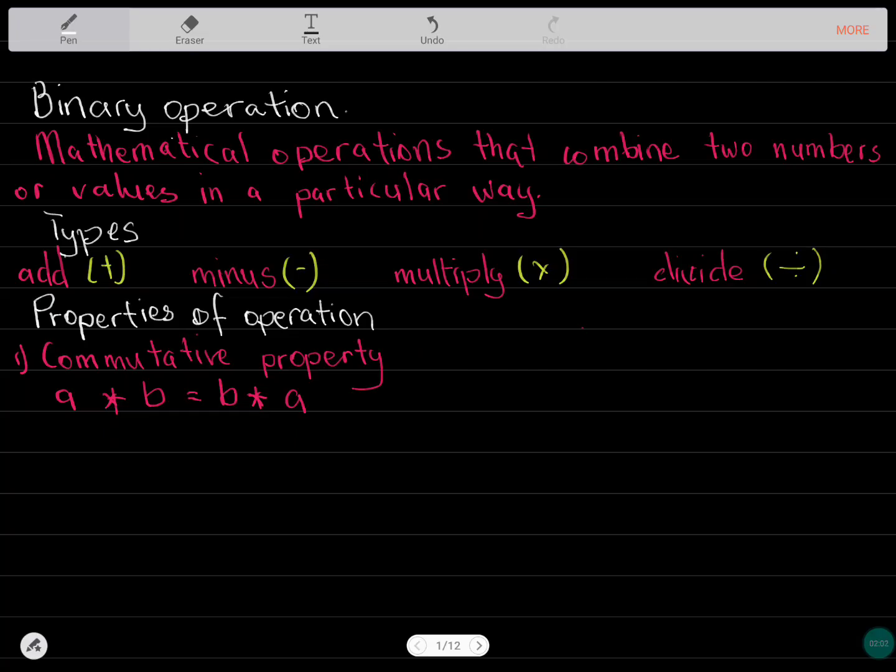We can put this into perspective. So this star is standing in for any of these four operations, and A and B are standing in for numbers. So we are going to try this for all these four operations and see the ones that have the commutative property. But for the sake of reference, we need to keep in mind that it is only addition and multiplication that have the commutative property. Now let's test it out and see.